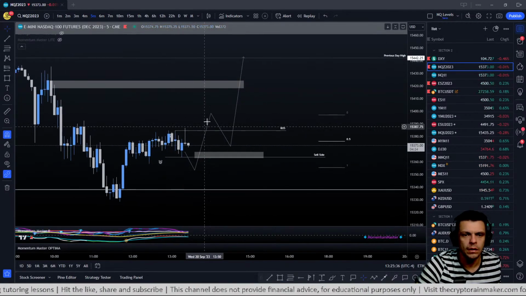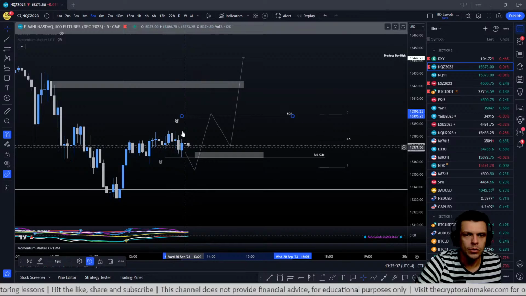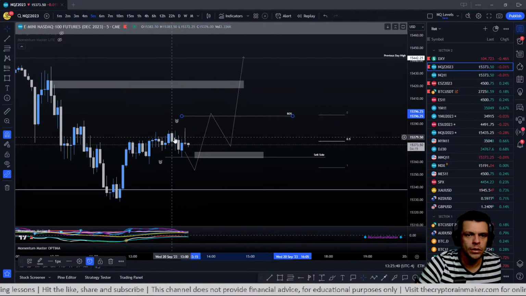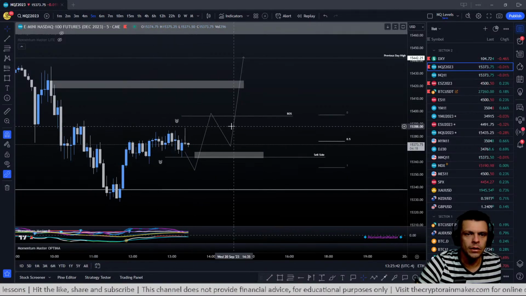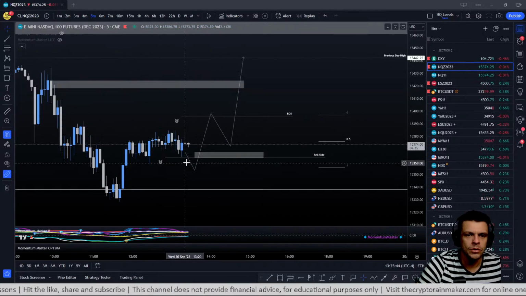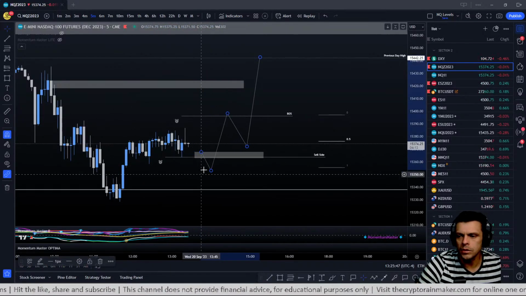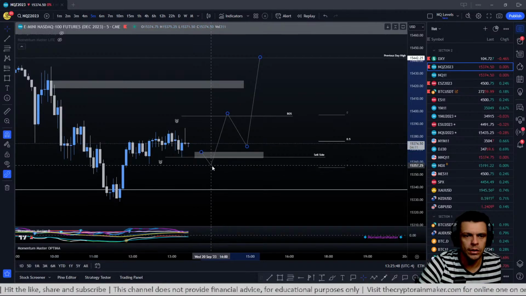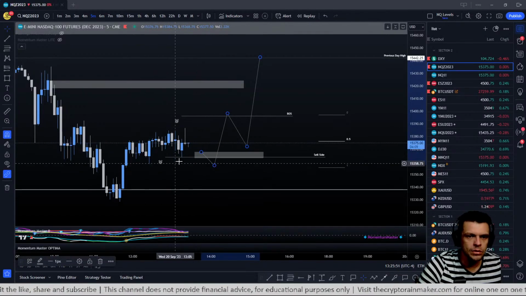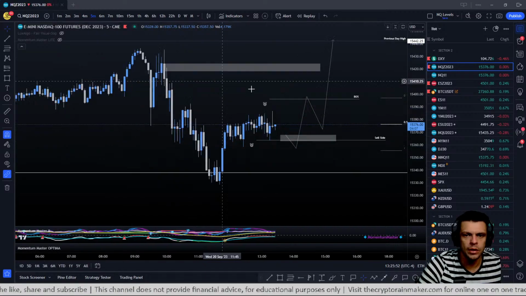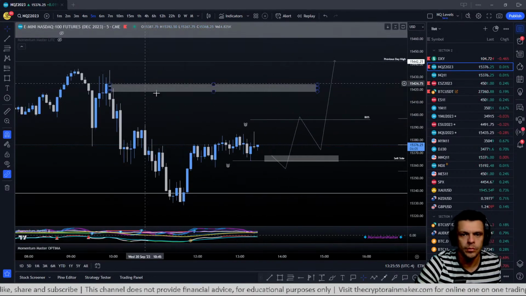But I still think that this was probably just kind of idiot boxing, right? So it's just consolidating, inducing liquidity on either side of the range. So I still think that at some point in the afternoon session, they'll dip it into this sell side and then push it to the upside towards the buy side liquidity.